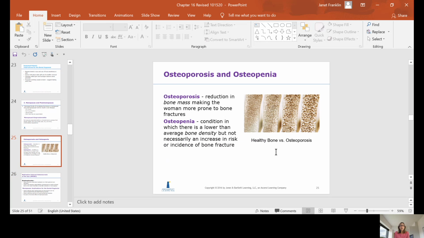Osteoporosis and osteopenia. What are those two terms? Osteoporosis is a reduction in bone mass, making the woman more prone to bone fractures, and osteopenia is a condition in which there is lower than average bone density, but not necessarily an increase in risk or incidence of bone fracture. So osteopenia is kind of like a milder condition of osteoporosis. And this is a picture of what normal density of bone should look like. So right here, this would be your young, healthy person, and you can see there is a very small trabecular pattern in the bone. And over here, you've got much more porous bone with more trabecular pattern in it.